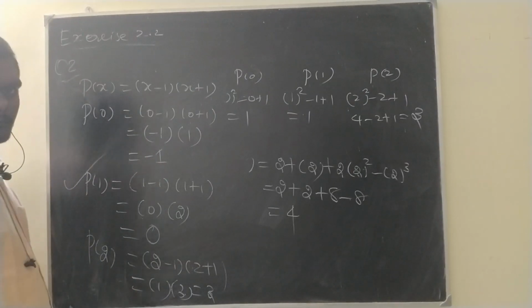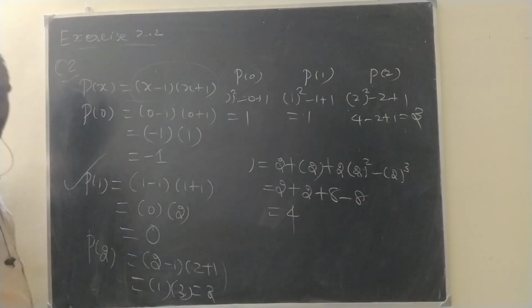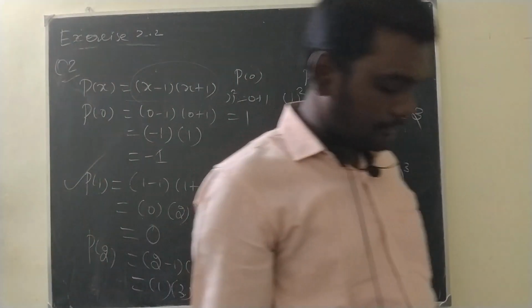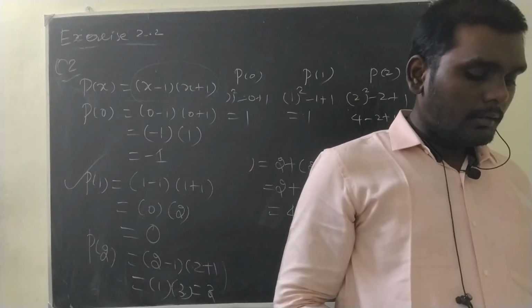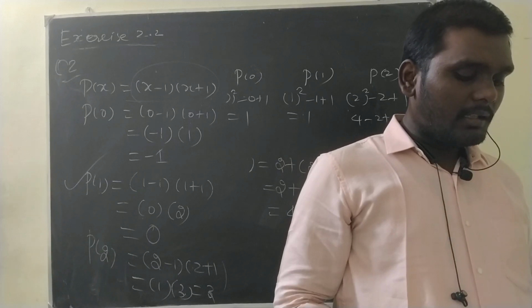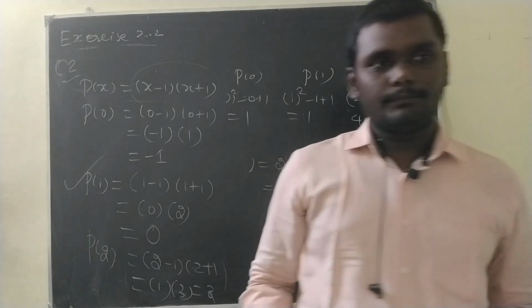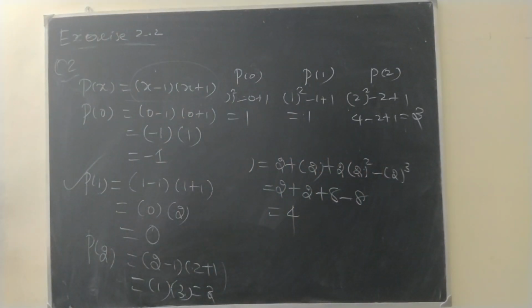This. So 1 is the 0 of this given polynomial. Okay. Likewise, you should indicate. And the fourth one, find the 0 of the polynomial in each of the following cases. This third one you can do, right? Same manner. Which are 0, which are not 0, we have to identify.